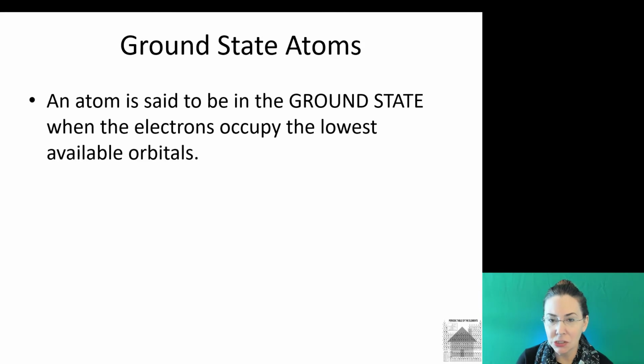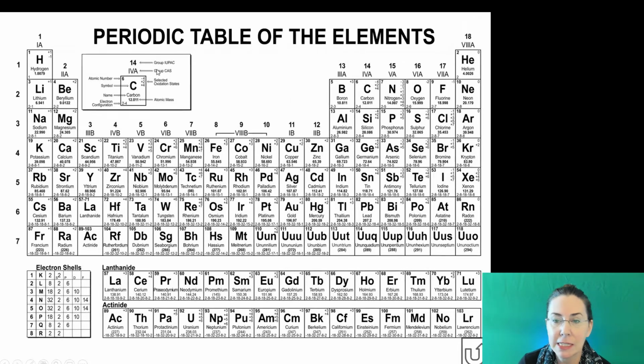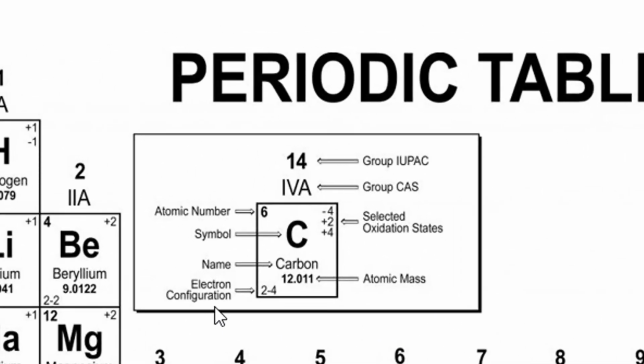So electrons are generally in what we call ground state. An atom is said to be in the ground state when all its electrons occupy the absolute lowest available orbitals. When we look at the periodic table, all of these electron configurations, and I'm going to talk about that now, are ground state configurations. So for example, let's start here with carbon.